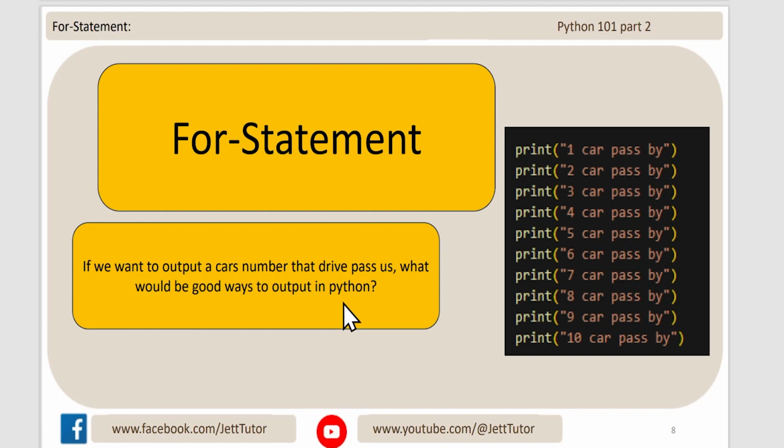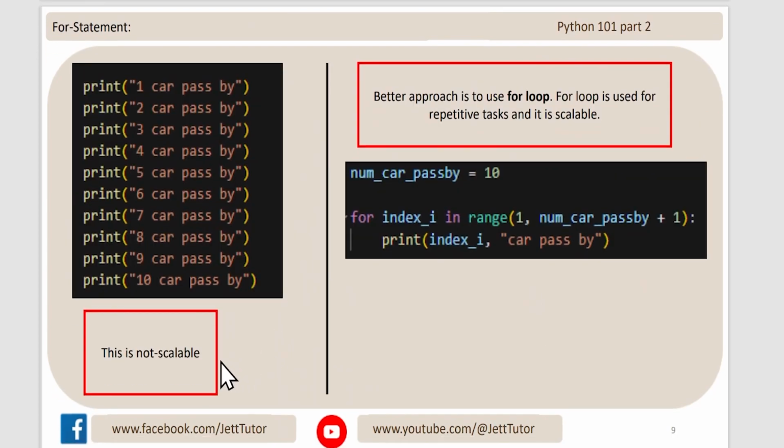for statement or for loops. If we want to output the number of cars that drive past us, what would be a good way to output it in Python? Can we just do print 1 car pass by, print 2 car pass by, and so on and so forth, print 10 car pass by? Would this be a good idea? Well, this is non-scalable. If you have 10,000 cars, you have to copy the print 10,000 times, which is impossible.